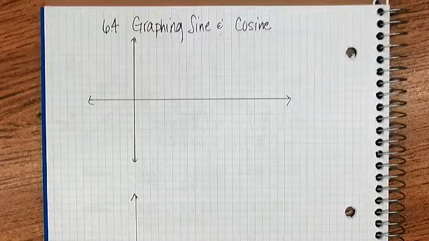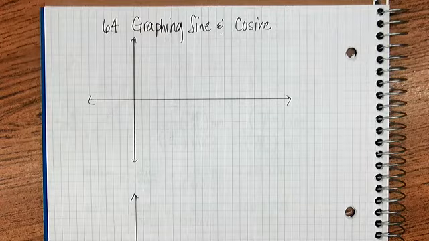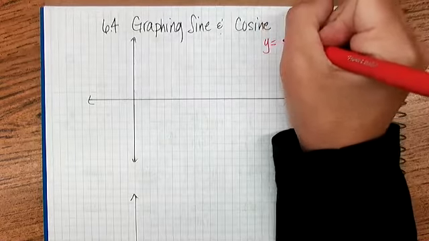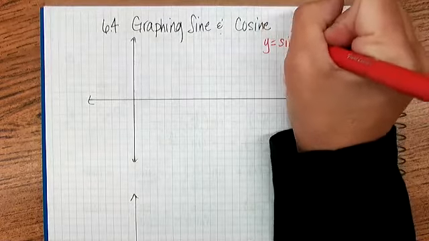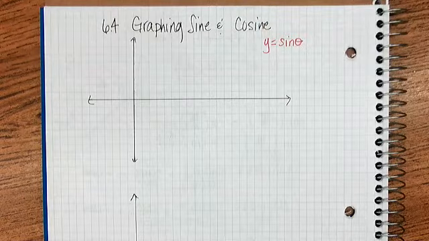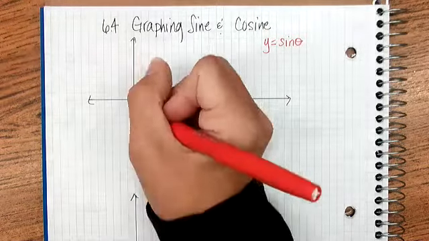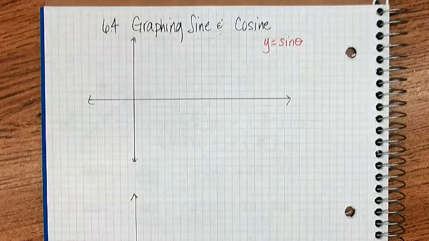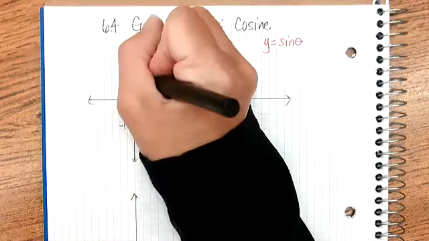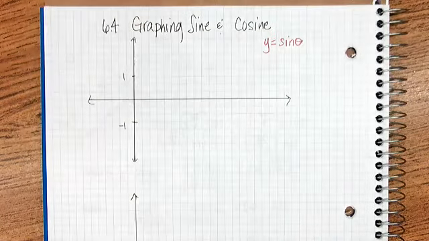Graphing sine and cosine. Okay, so we know that the domain of the sine curve is all real numbers. And we know that the range of the sine curve is -1 to 1. So let me just draw that on here. You can put it wherever you want.